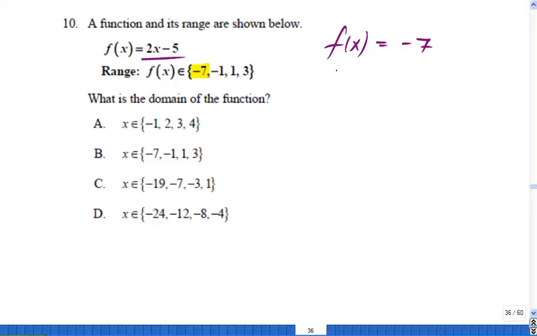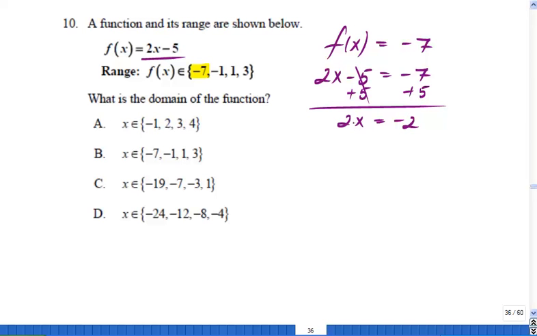Well, what is your f of x? F of x is this expression in terms of x, 2x minus 5. And that should be -7. All you have to do is solve for x. How do you solve for x? Well, follow the steps you learned in your 6th grade class, right? You add 5 to both sides. -5 plus 5, your 2x should be equal to -7 plus 5, -2. Final step here, divide by 2, both sides. -2 divided by 2 is -1, your x is -1, okay? And that's your first x. That's your first element of your domain.